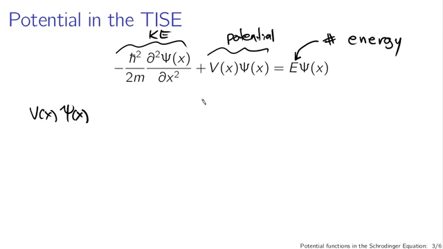What I'd like to do here before we move on is to rearrange this a little bit to show you what effect the potential energy, and how it's related to the energy of the state, has on the wave function.